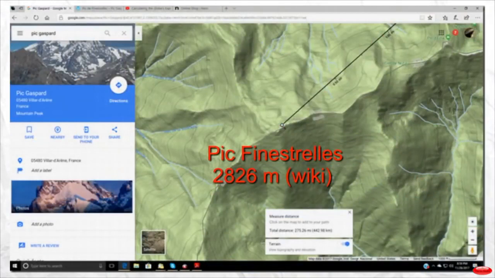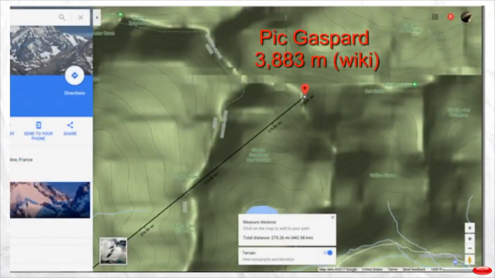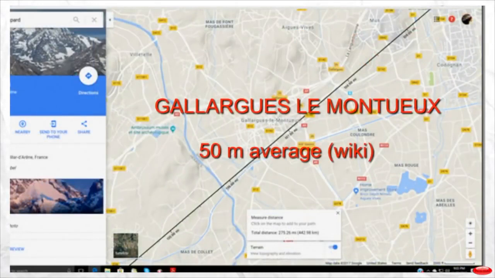This is a detail of Pic Fenestrelle, and its elevation is 2,826 meters, and I'm using the Wikipedia data throughout. Here is a detail of Pic Gaspard, and its elevation is 3,883 meters. This is a detail of the town that's right in the middle between the two mountains. This would be 221.5 kilometers from each mountain. Its elevation is 50 meters average per wiki.